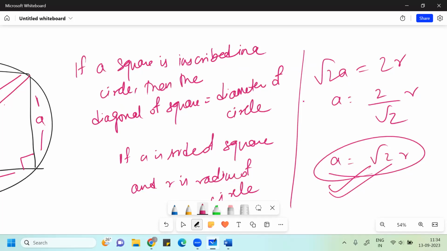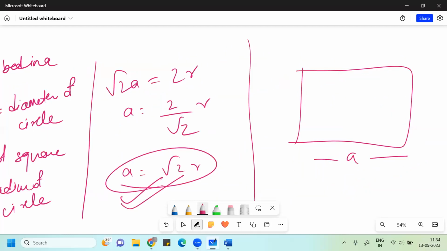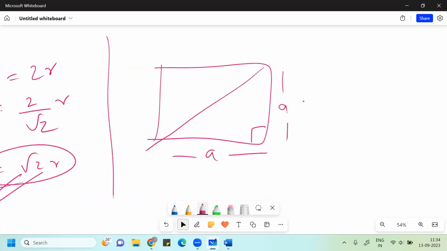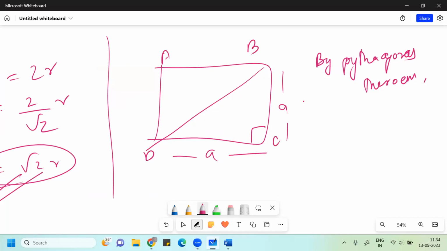I hope I'm audible. And I hope you understand how this came, right? If this is a square, this is A, this is A. You know Pythagoras theorem, right? Anyone, what is Pythagoras theorem? So in a right angle triangle, this is A, B, C, D. For a right angle triangle, the square of the hypotenuse is equal to base square plus height square. This is called Pythagoras theorem.